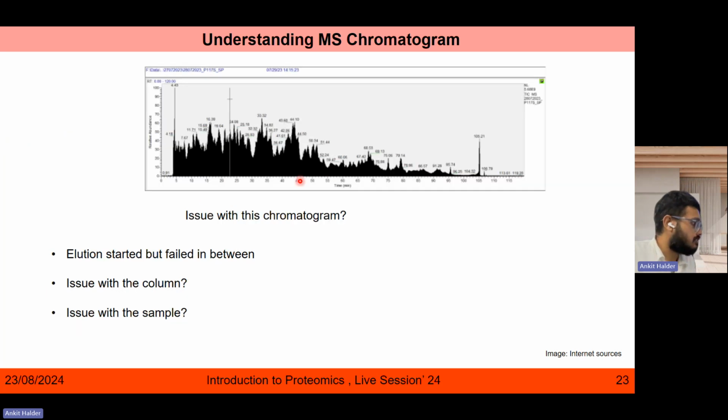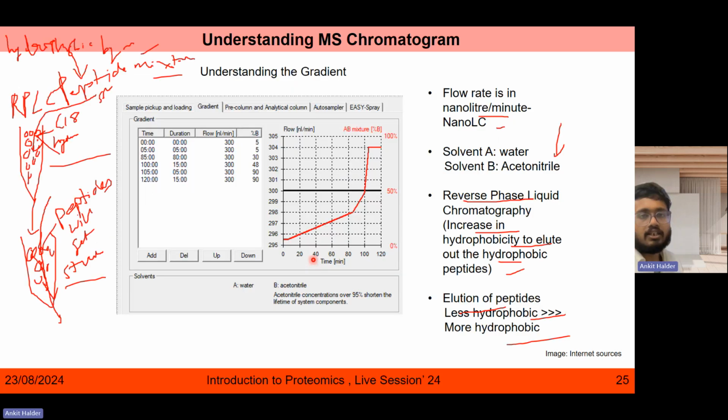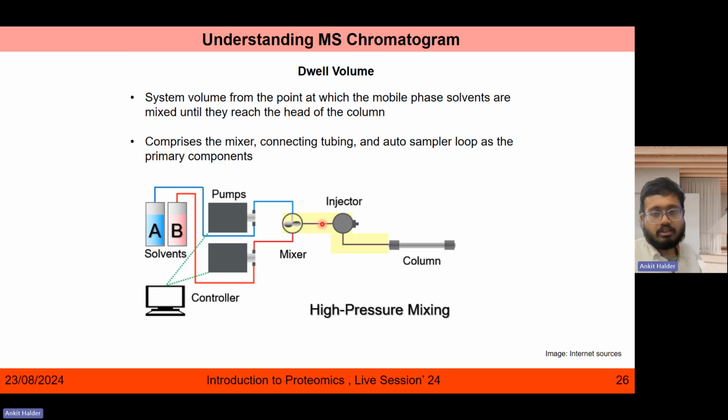But here you can see the elution started, but it failed in between. It can be an issue with the sample or an issue with the column. Again in this chromatogram, you can see that it is not so Gaussian in nature and not so dense, so protein coverage would not be so great. We talked about this gradient, and that's why we get this chromatogram of ions as the hydrophobic peptides elute out. We measure the ions, and then finally detect them in the detector.